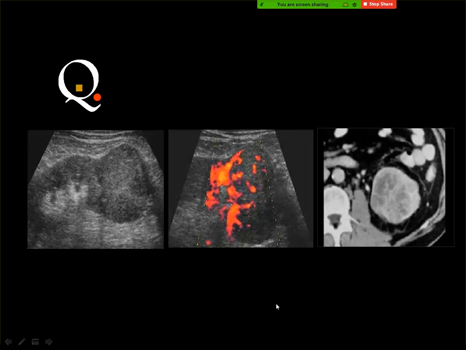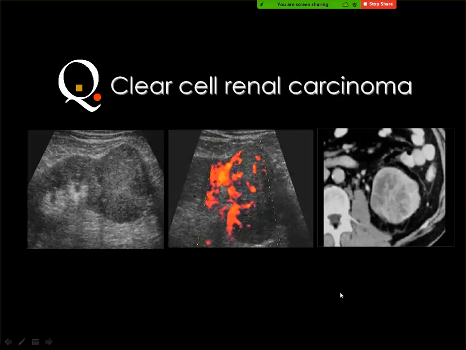Renal cell carcinoma. Yes, and this is ultrasound of the kidney. This is the kidney showing a solid mass in the upper pole of the kidney, and you can see the marked vascularity by Doppler ultrasound and the heterogeneous enhancement by CT. And the most common solid renal mass in adults is the renal cell carcinoma.